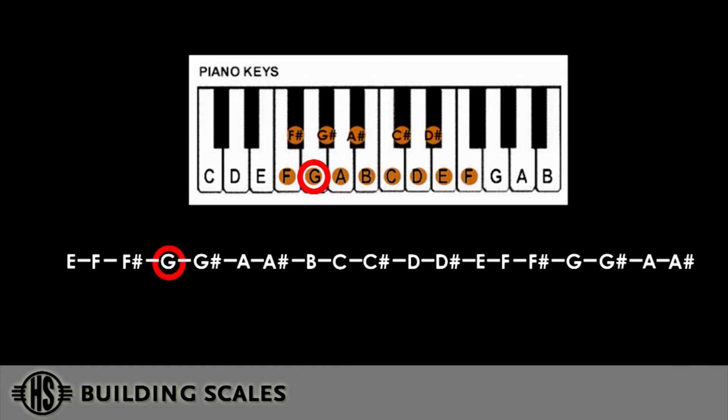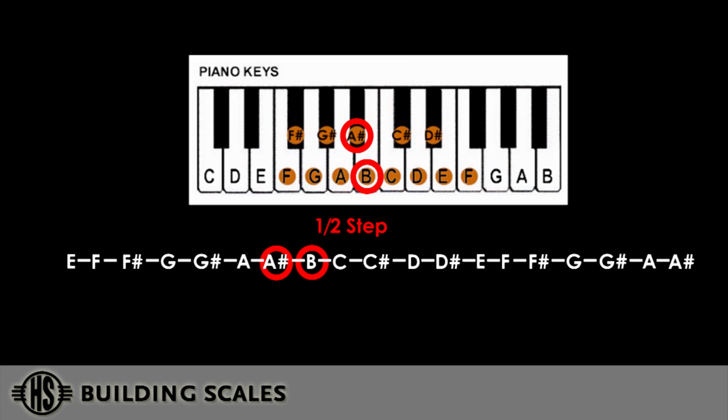Now we call the interval from any note to the next note up or down a half step. For example, if you look here, from G to G sharp is a half step. From G sharp to A is another half step. From A to A sharp is another half step. A sharp to B is another half step. So each of these half steps is the one note to the next nearest note in the chromatic scale.